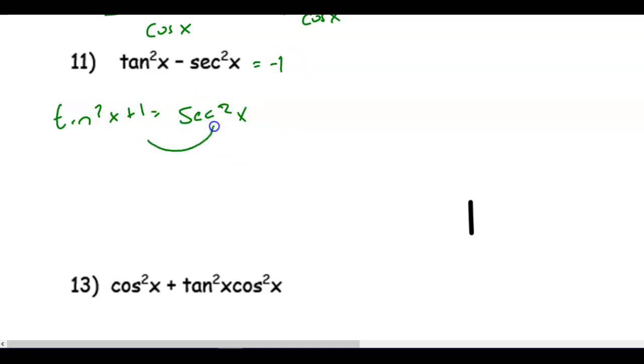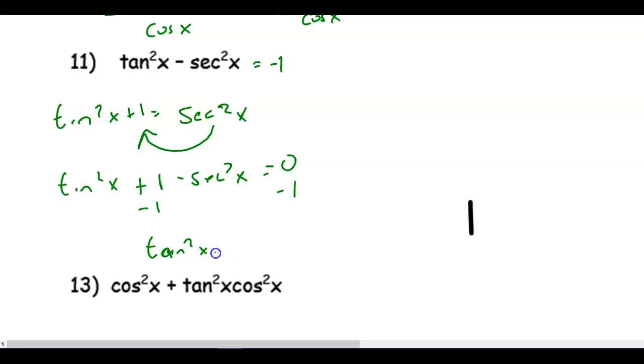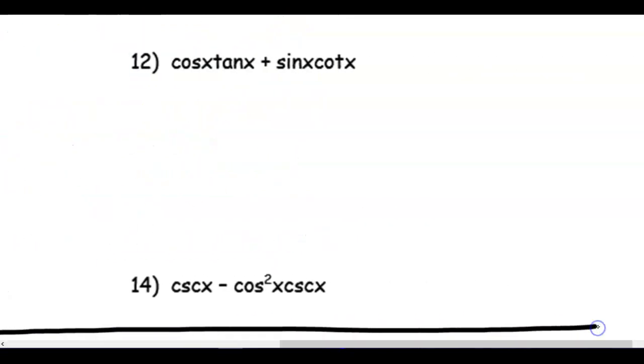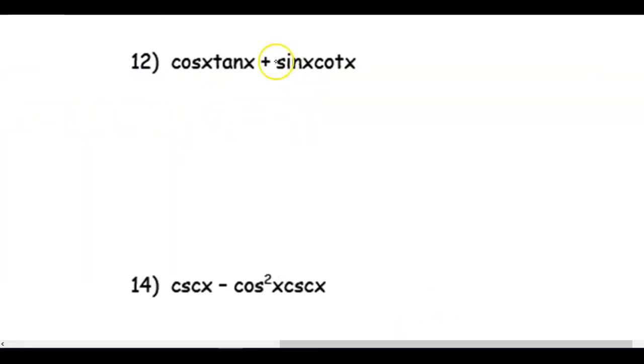So if I bring secant squared over here, that'll be tan squared of x plus 1 minus secant squared of x equals 0. And then if I subtract 1 on both sides, tan squared of x minus secant squared of x equals negative 1. So that's negative 1. Over here, let's see here.